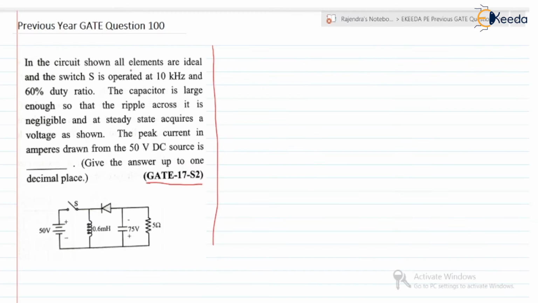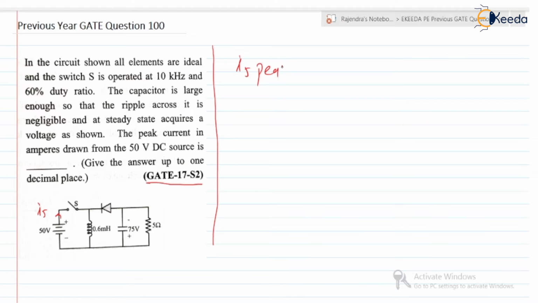In the circuit shown, all elements are ideal and the switch S is operated at 10 kHz and 60% duty ratio. The capacitor is large enough so that the ripple across it is negligible and at steady state acquires a voltage as shown. The peak current in amperes drawn from a 50 volt DC source is? So they have asked for the peak current drawn from the source, that is IS peak. So it is IS peak we need to find.